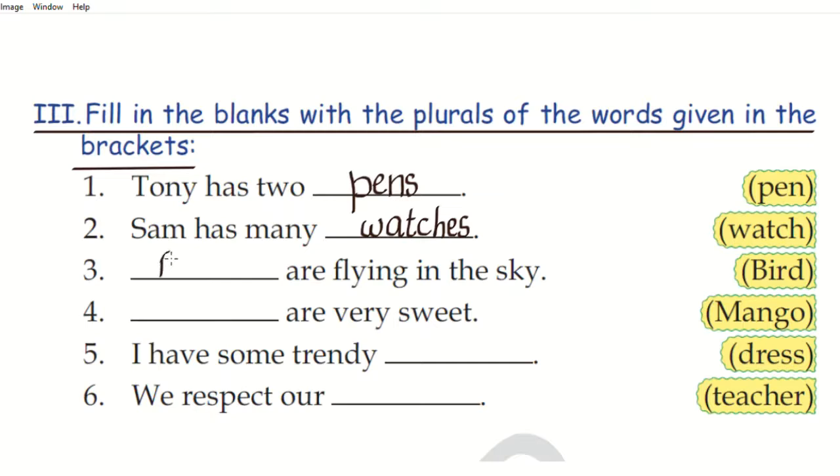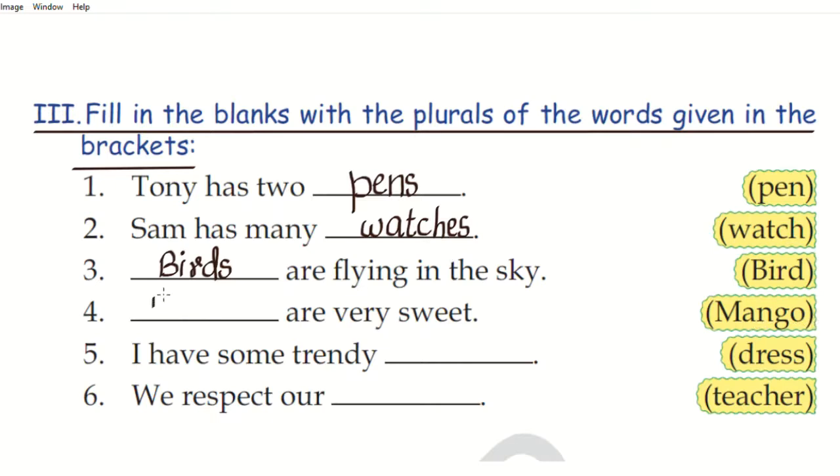Number 3. Dash are flying in the sky. Birds. The plural of bird is birds. We add s with the word bird to make plural, birds.